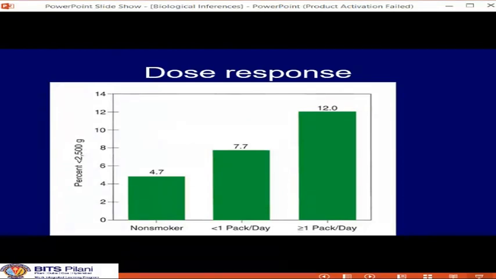This is called a dose response. This is also suggesting that it's possibly a causal relationship. The association is not spurious, it is possibly moving from association to causation.